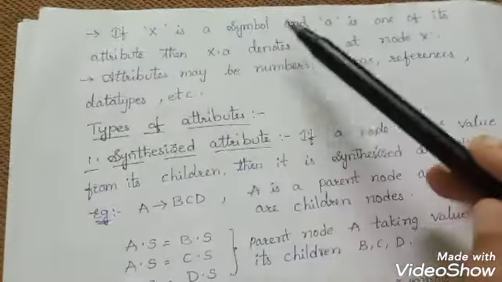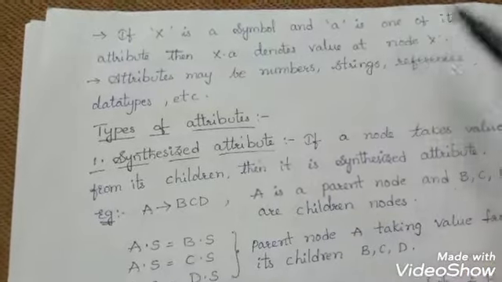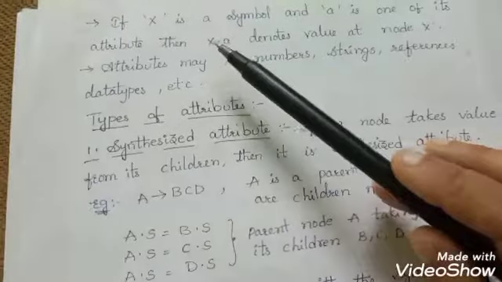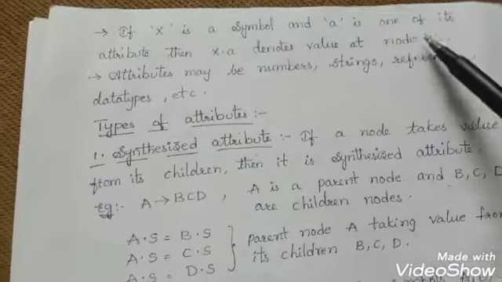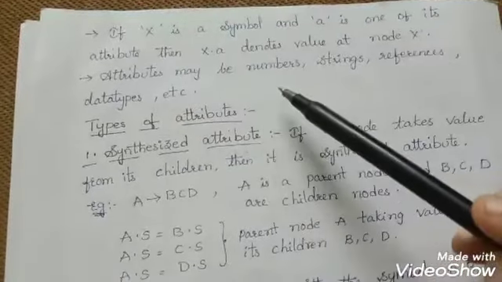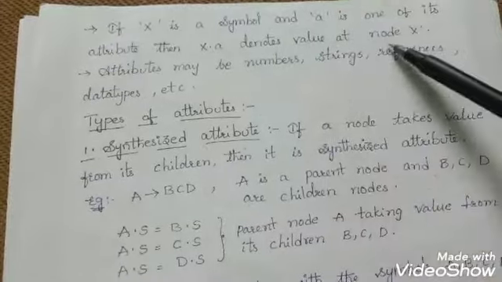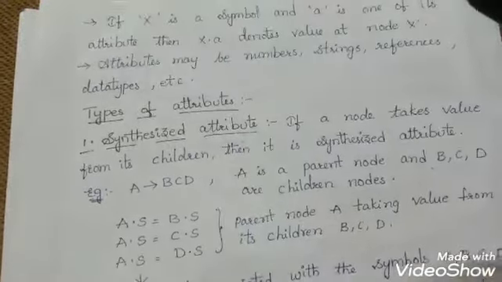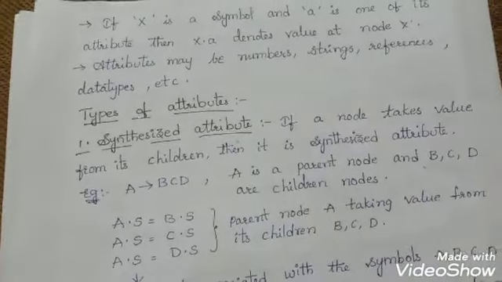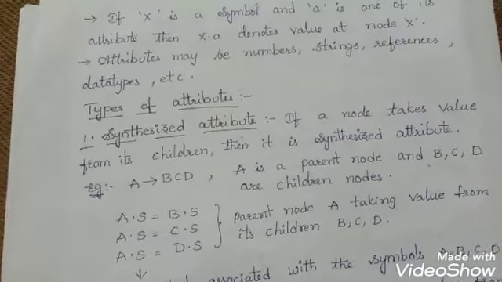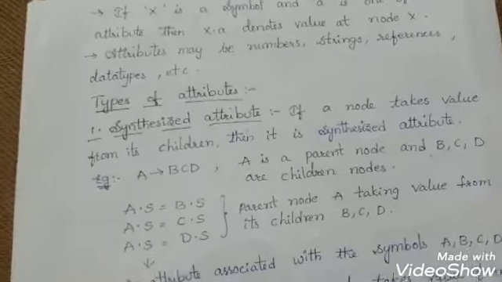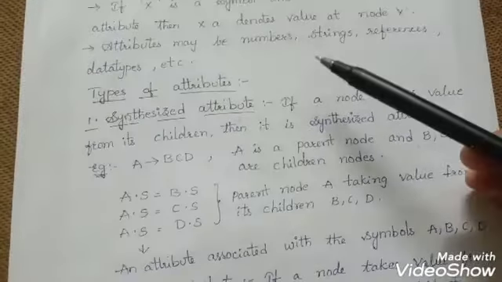If X is a symbol and A is one of its attributes, then X.A denotes the value at node X. Attributes may be numbers, strings, references, or data types, etc. So attributes may be a data type or a number or a string or anything. They are termed as attributes.